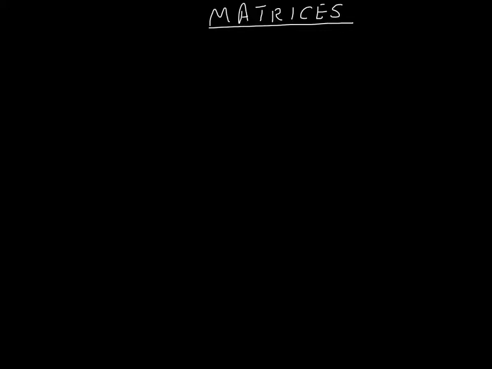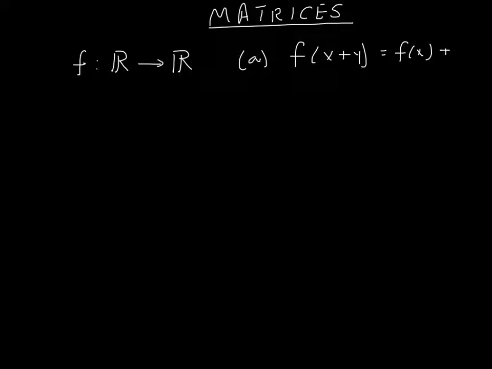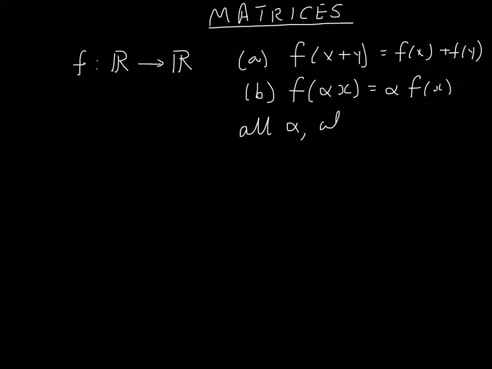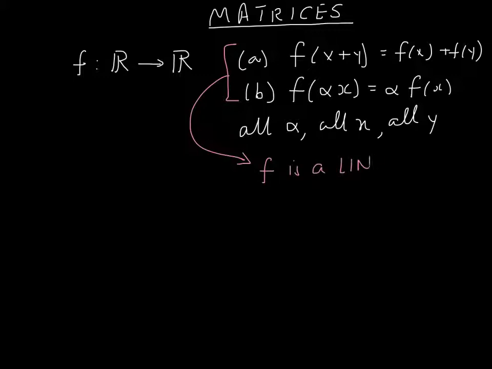We first said we wanted to look at functions going from the set called the real line to the real line with the following properties. A: f of x plus y is equal to f of x plus f of y. And then B: f of any constant alpha times x is equal to alpha times f of x. And this has to hold for all alpha, all x, and all y. And when you have these two properties together, we define f to be a linear function.